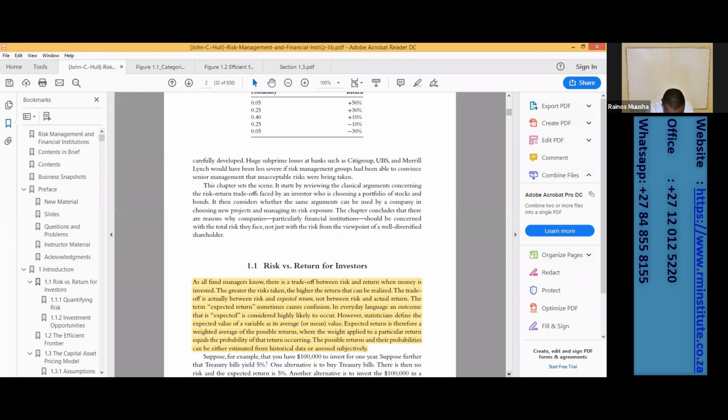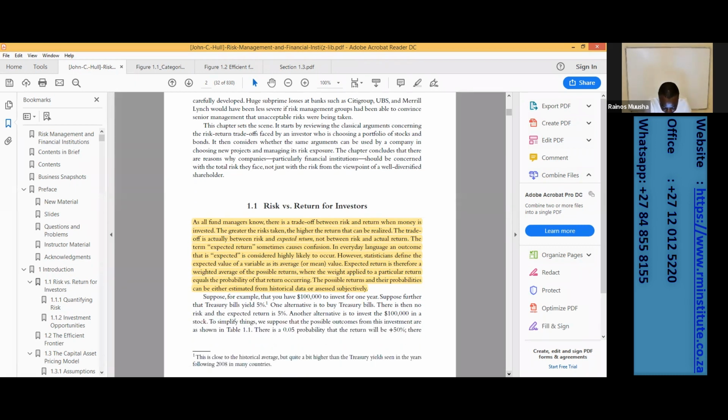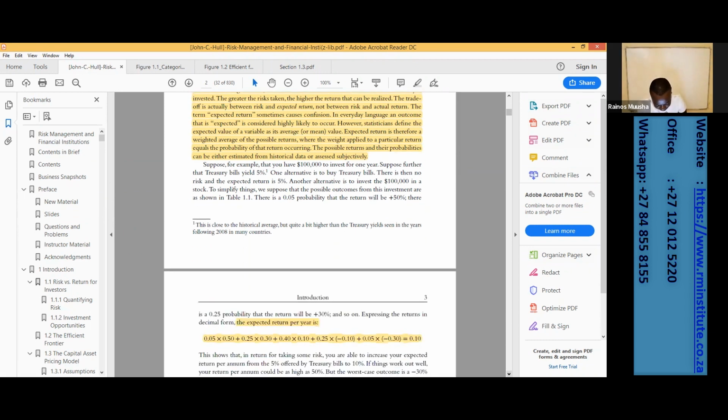In everyday language, an outcome that is expected is considered highly likely to occur. However, statisticians define the expected value of a variable as its average value. So the expected return is a weighted average of the possible returns, where the weight applied to a particular return equals the probability of that return occurring. The possible returns and their probabilities can be either estimated from historical data or assessed subjectively as well.